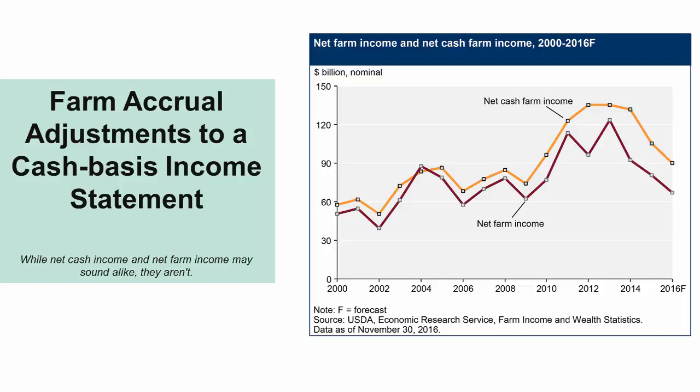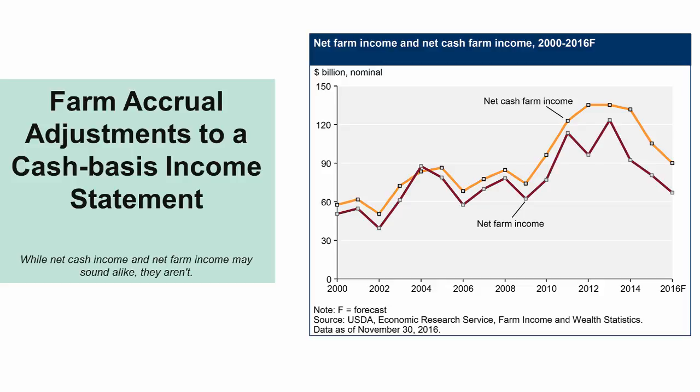Most farmers use the cash-basis income statement, a list of cash receipts from which cash disbursements and depreciation are subtracted to arrive at net cash income. It is preferred by farmers for its simplicity and for income tax purposes.